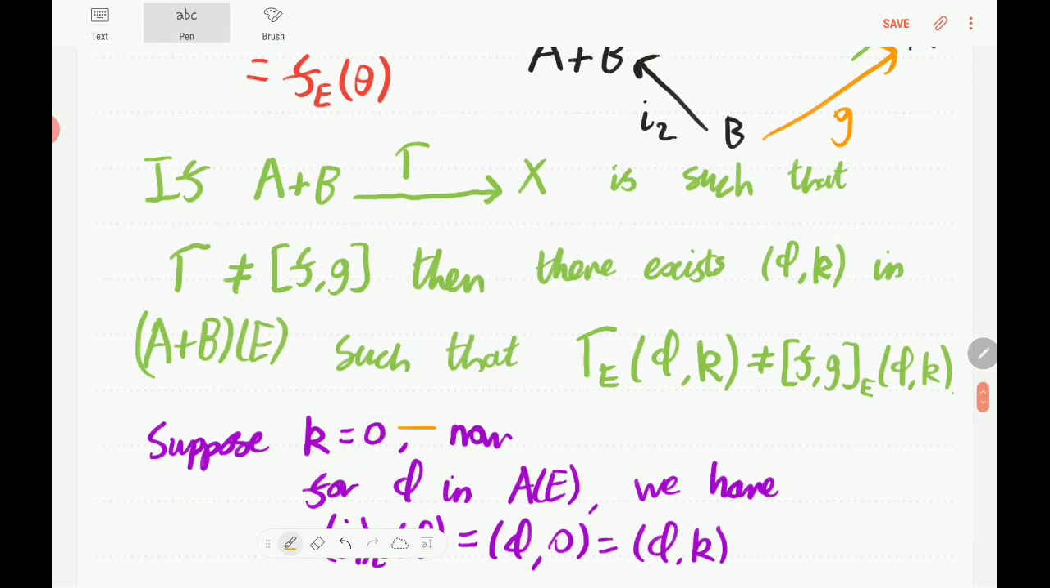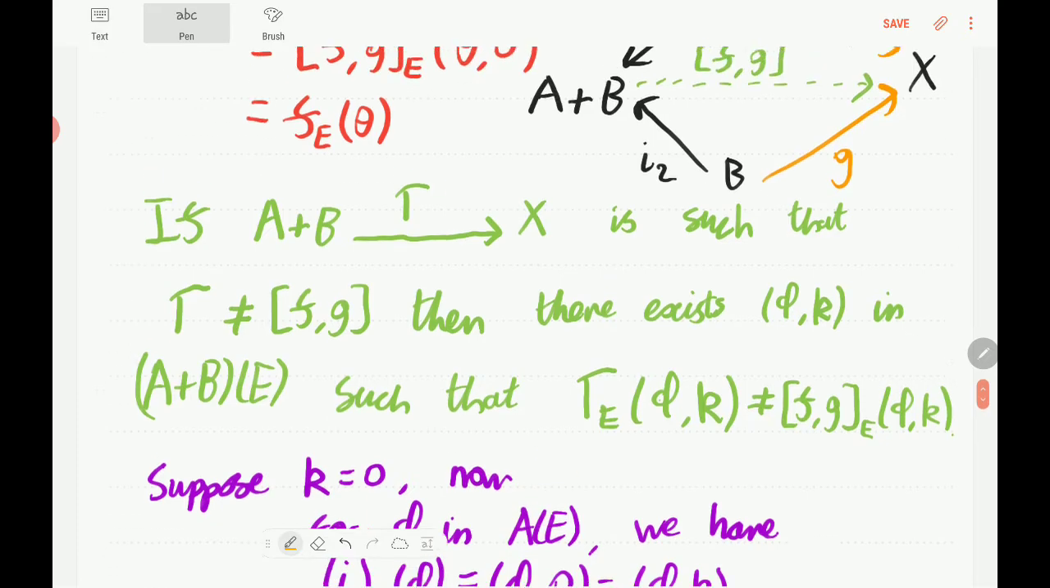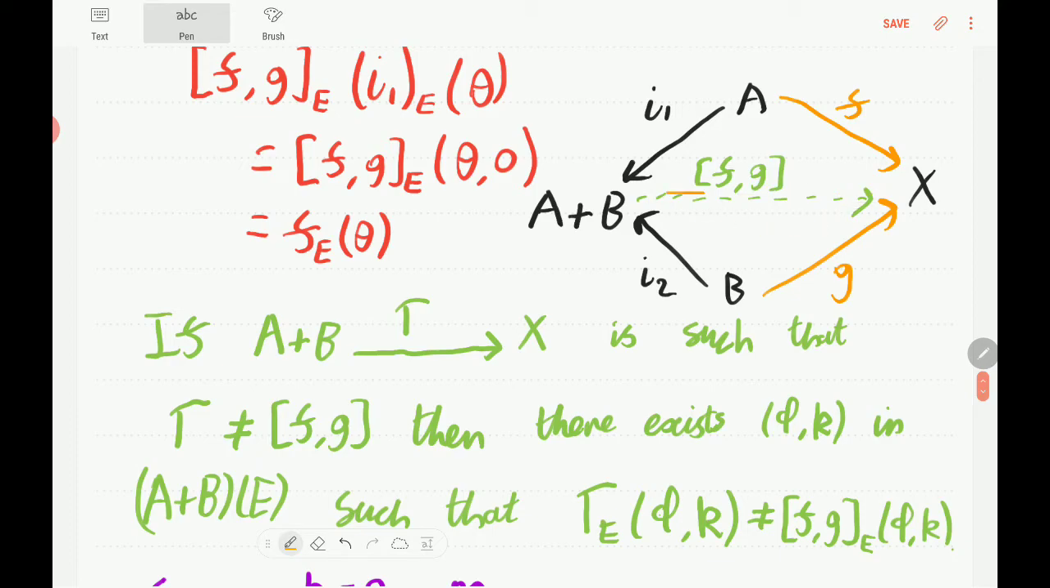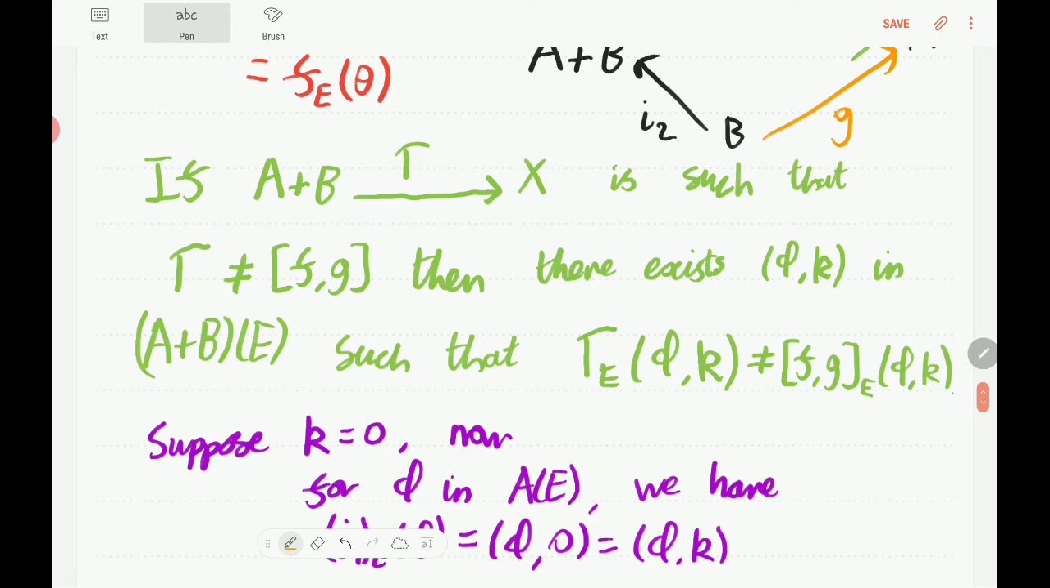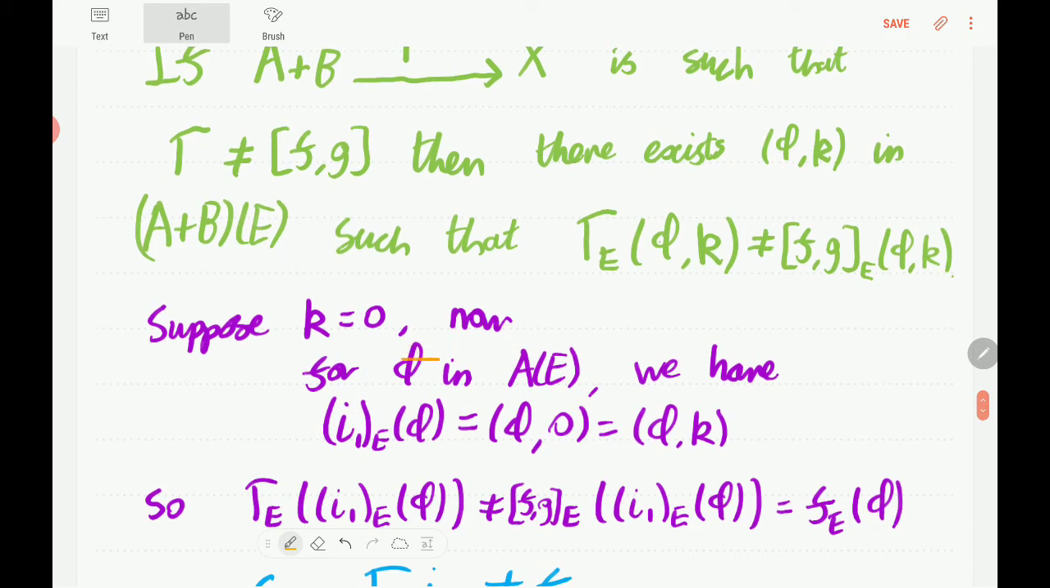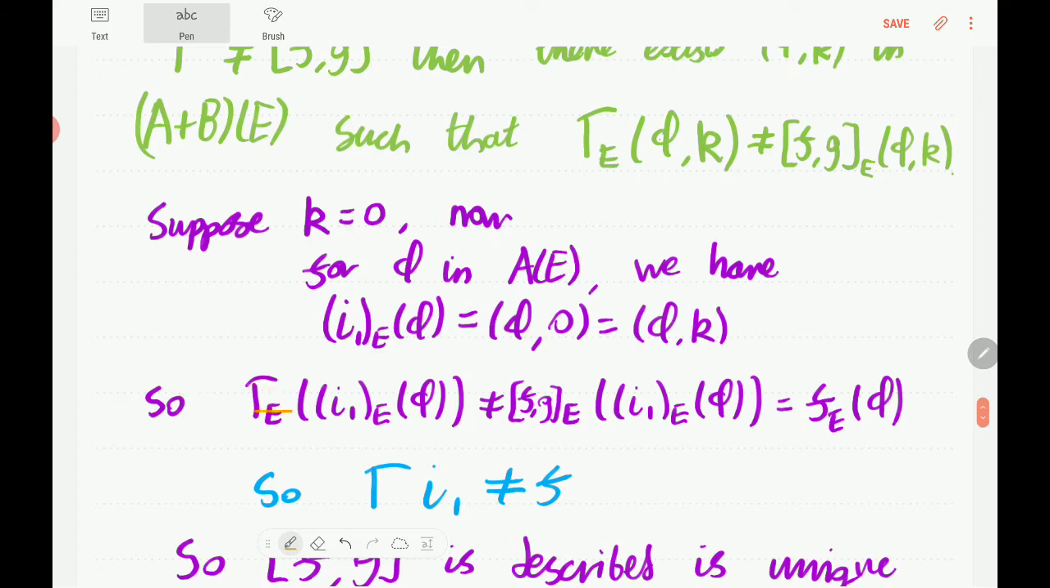Now we're going to suppose that k equals 0, and we'll basically show that that means that this gamma can't make this diagram commute. And you can repeat this argument supposing k equals 1, but it's similar, so I'll just go through the k equals 0 case. So for phi in a of e, doing the eth component of I1 on phi gives us phi comma 0, which we'll write as phi comma k. And now what we're going to have is that doing the eth component of gamma after doing the eth component of I1 on phi, we know that's not equal to what we get if we do the eth component of f comma g.